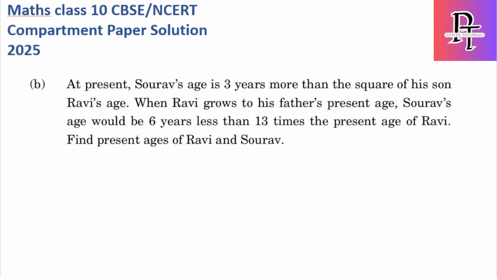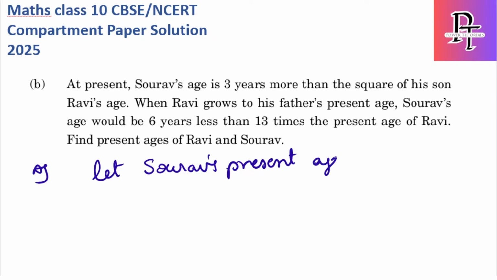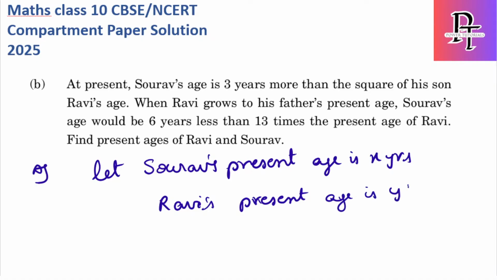At present, Saurav says he is 3 more than the square of his son Ravi's age. Okay, let's write the first condition. So let us assume Saurav's present age is x years and Ravi's present age, okay, I will write it here because in the main exam we should write, so Ravi's present age is y years.